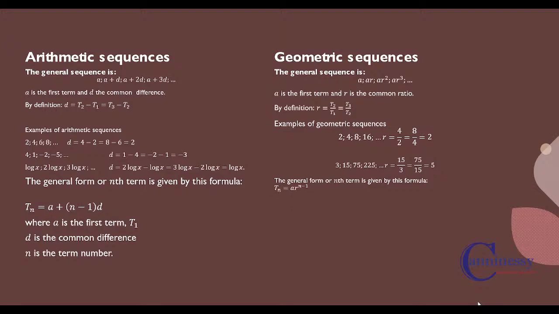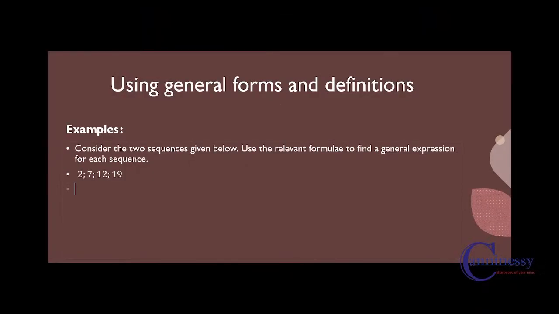Tn is equal to AR to the power n minus 1. A is the first term or T1. R is the common ratio. N is the term number. The value of A is the first value of the sequence, that is T1. Alright, so A is equal to 2 in this case.